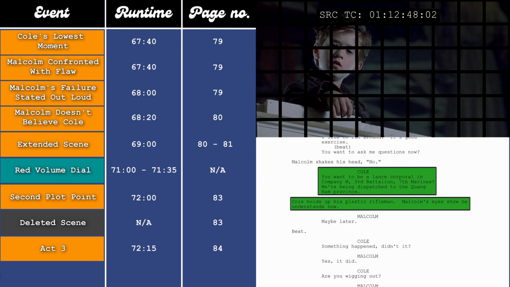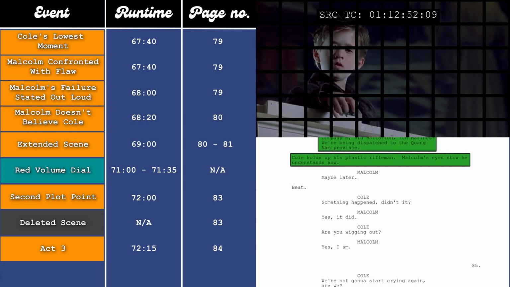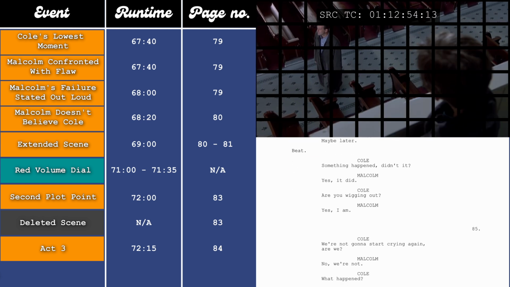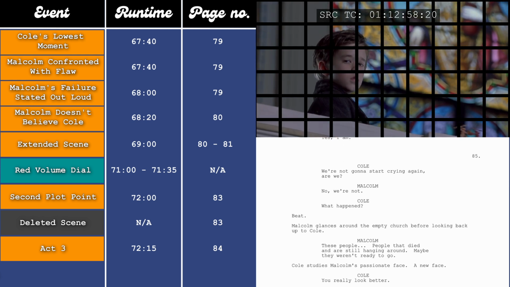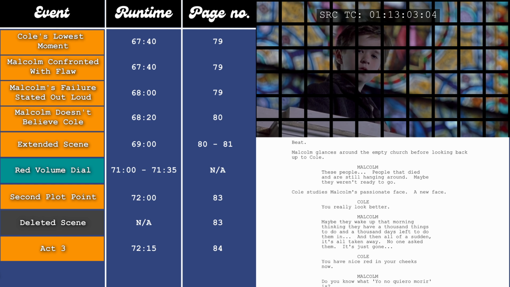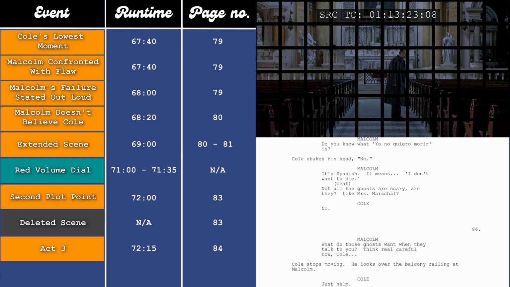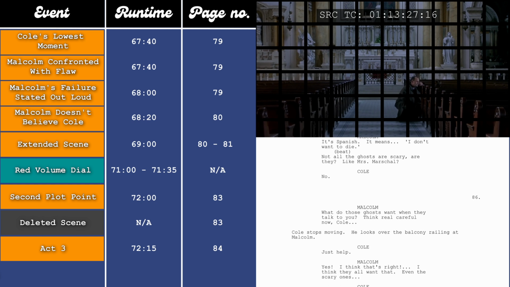This is a reference to that deleted scene where Cole showed knowledge beyond his years when he was describing the lives and backstories of the figures that he was playing with. And Malcolm now knows where he gets that knowledge from, and I think this is the moment that Cole also realises that Malcolm now believes him. They then establish a new plan at the 73-minute and 40-second mark, which is page 86 in the script.